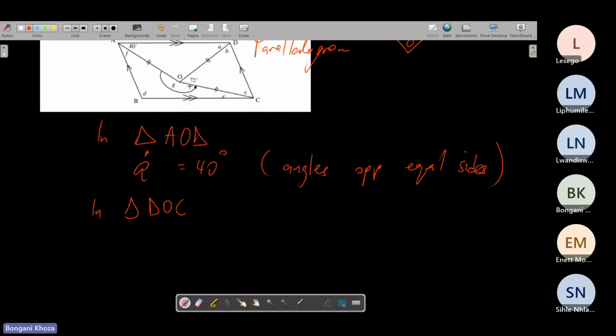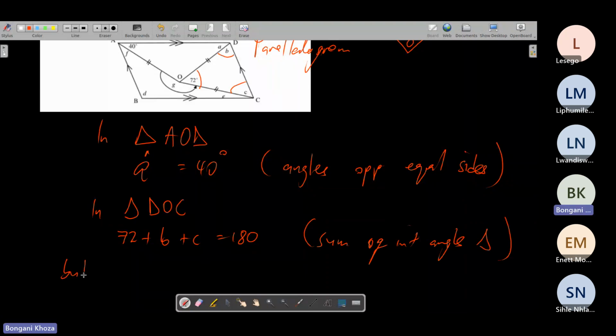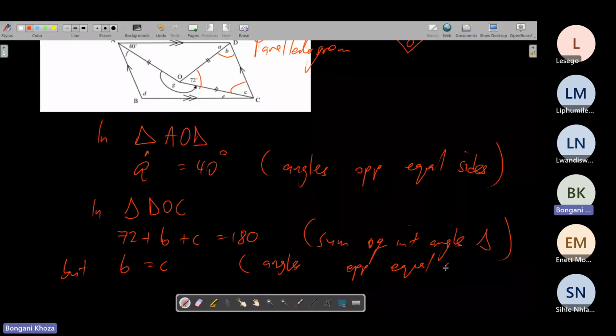If I take this angle and add it with that angle and add it with that angle, I'm supposed to get 180, because that's the sum of the interior angles of a triangle. So here I can say 72 plus B plus C equals 180 degrees. This is the sum of interior angles in a triangle. But we know that B equals C, for the reason of angles opposite equal sides.